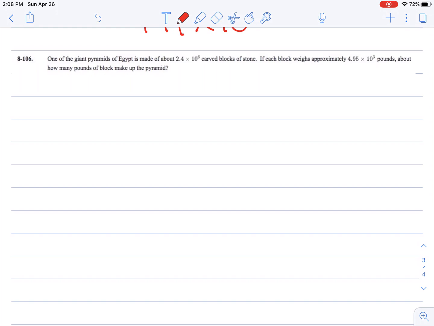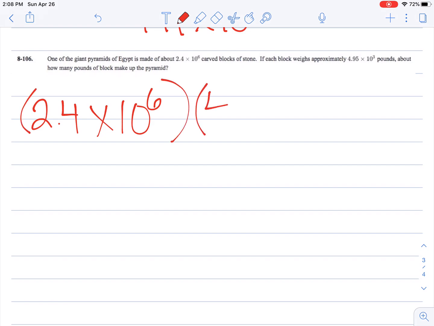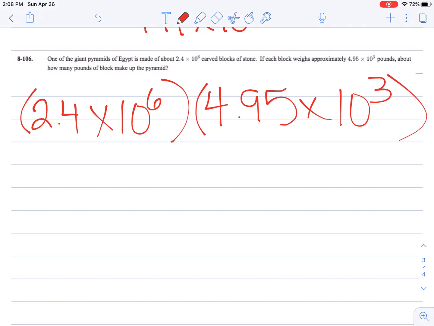106. Last one we're looking at. One of the giant pyramids of Egypt is made of 2.4 times 10 to the 6th carved blocks of stone. If each block weighs approximately 4.95 times 10 to the 3rd pounds, how many pounds of block make up the pyramid? So 2.4 times 10 to the 6th. What do you think we're going to be doing? We're going to be multiplying. 4.95 times 10 to the 3rd.